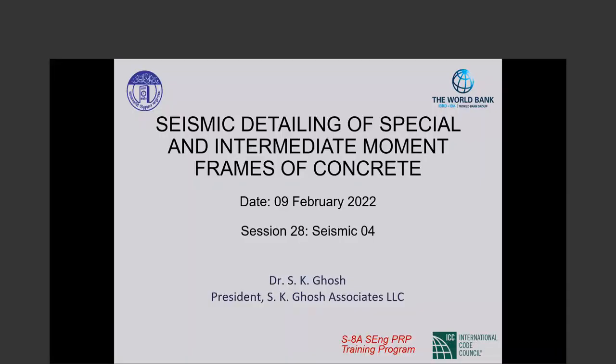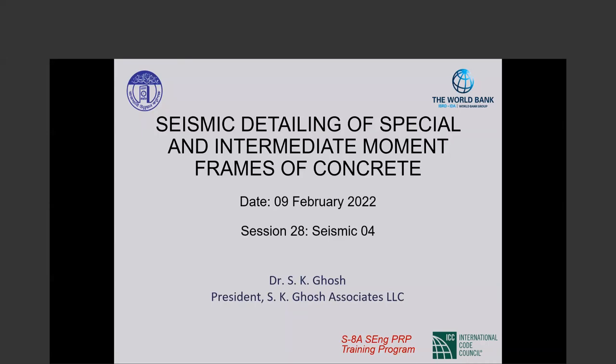The topic today, as Bodhi just said, is seismic detailing of special and intermediate moment frames of concrete. The detailing versus design for strength is something we have discussed earlier, and I will briefly touch upon that again.